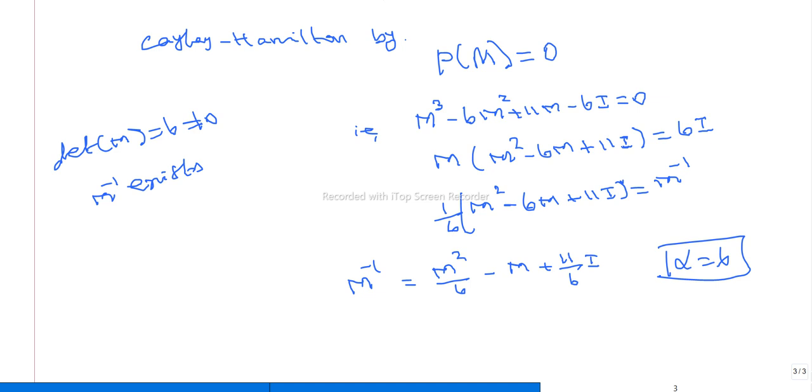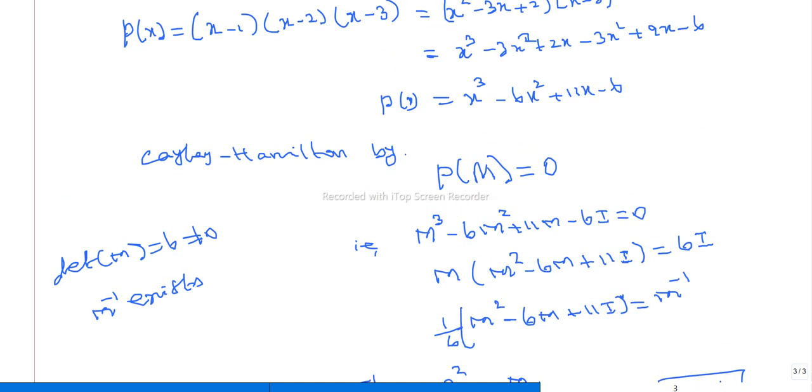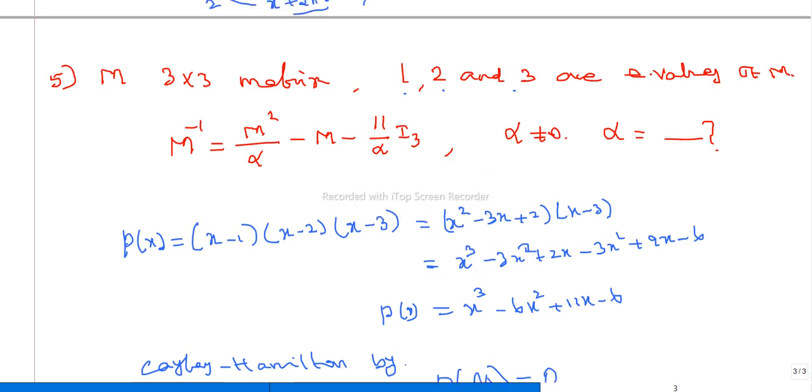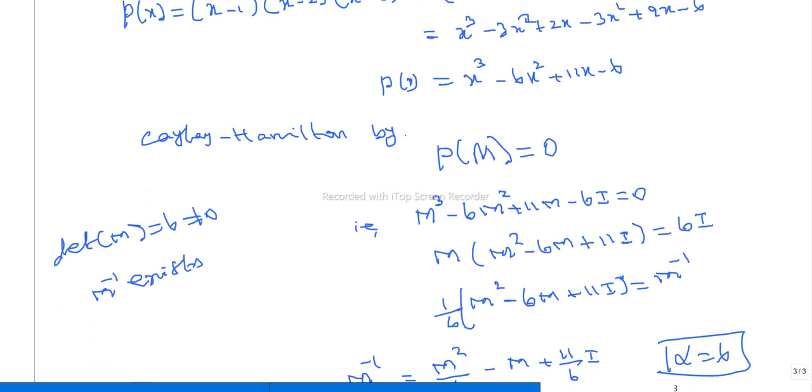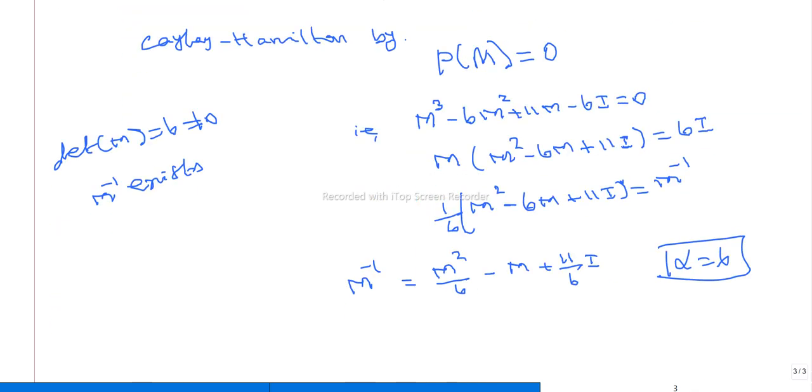Okay, so this type of problem they will ask. Once they give the eigenvalues, first you have to form the characteristic polynomial, that is nothing but x minus each root, then simplify and use the Cayley-Hamilton theorem. Then we can write M inverse equal to the expression. This type of problem they regularly ask in the GATE examination.